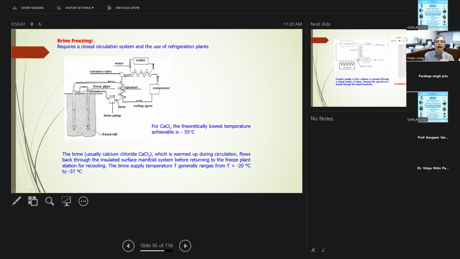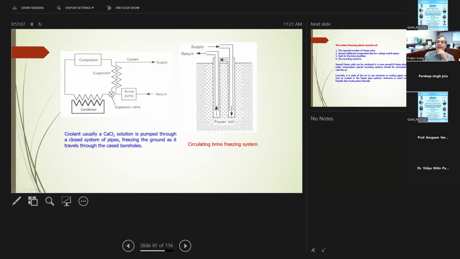Here, with brine freezing, you see the freezing ground. You use a cooler, and through one pipe goes the calcium chloride solution, and the lowest temperature that can be achieved is minus 55 degrees Celsius. This is how you freeze the soil. And this is the calcium chloride, how the brine is circulated. You see here the supply. There is this closed system, and you are freezing the whole soil in this ground.